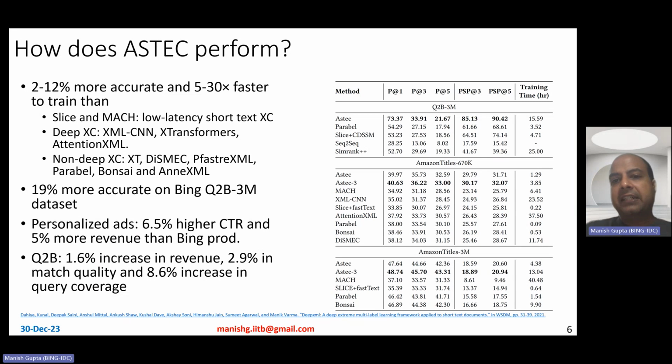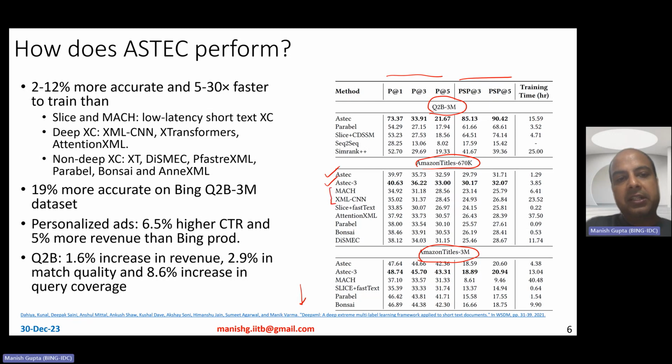Now, people compared Astec on two different kinds of metrics, precision and PSP, so as to also account for tail labels and so on. And people compared Astec on several kinds of algorithms and several data sets. So this is the query to bid phrase Bing data set. These are public data sets, Amazon titles, and more data sets which are there in the paper. I'm not showing them here. Okay. They were compared. So Astec is just without an ensemble. Astec 3 is an ensemble of 3.